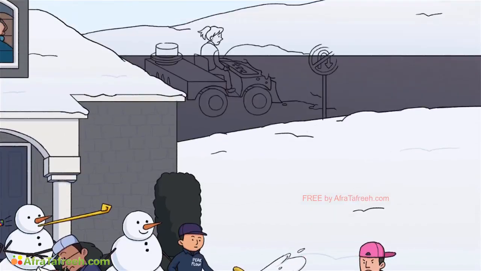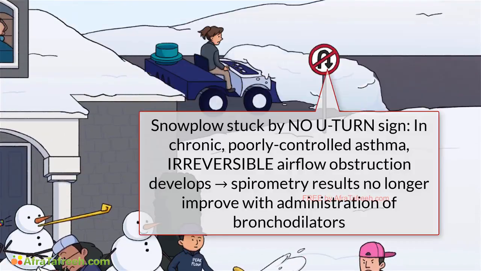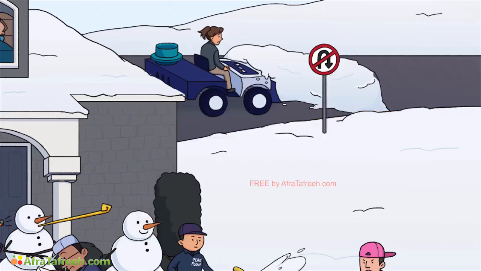Over long periods of time, patients with long-standing, poorly controlled asthma can eventually develop permanent airflow obstruction from chronic airway inflammation. At that point, they behave similarly to COPD patients, with their obstructive lung disease becoming irreversible despite the administration of bronchodilators. Much like that spirometer-shaped snowplow irreversibly stuck in the snowbank next to that no U-turn sign.